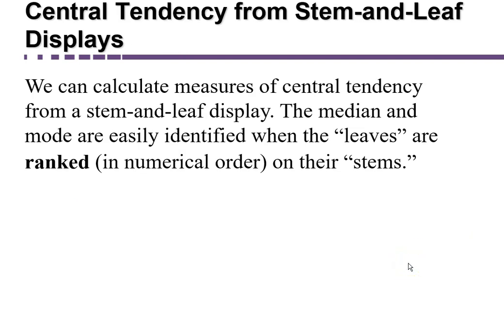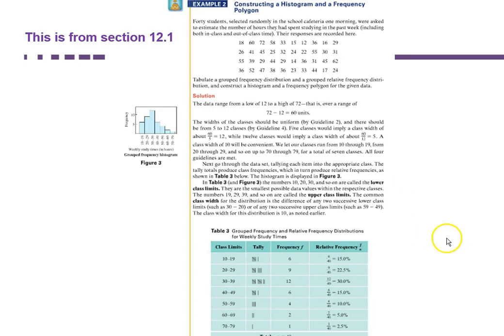All right, we're going to take a look now at central tendency from stem and leaf display. We can calculate this measure. The median and mode are easily identified when the leaves, that is the data to the right, are ranked in numerical order on their stem, which is the value on the left. And we can see that here in this section from our textbook, where they're actually showing you one.